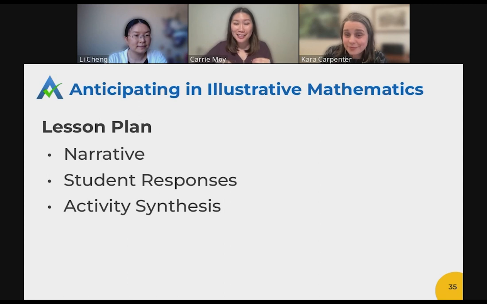So anticipating is actually done really well in the illustrative mathematics curriculum by just reading through the lesson plan. If you focus on the lesson plan and different activities, there's the narrative, the student responses, and the activity synthesis.